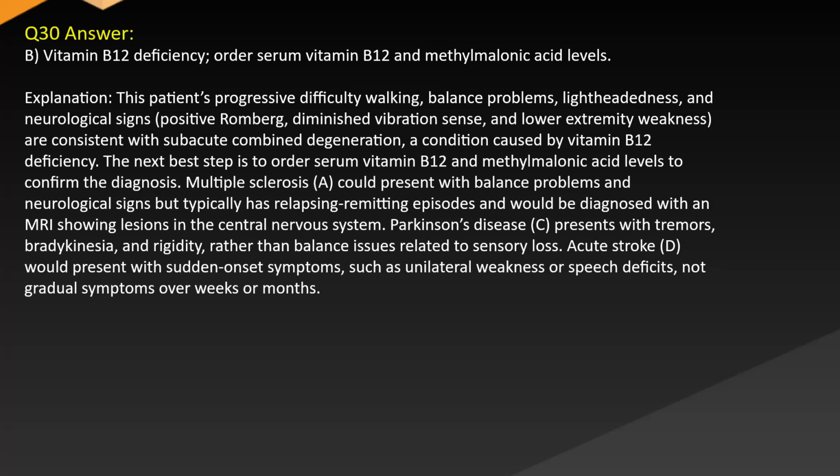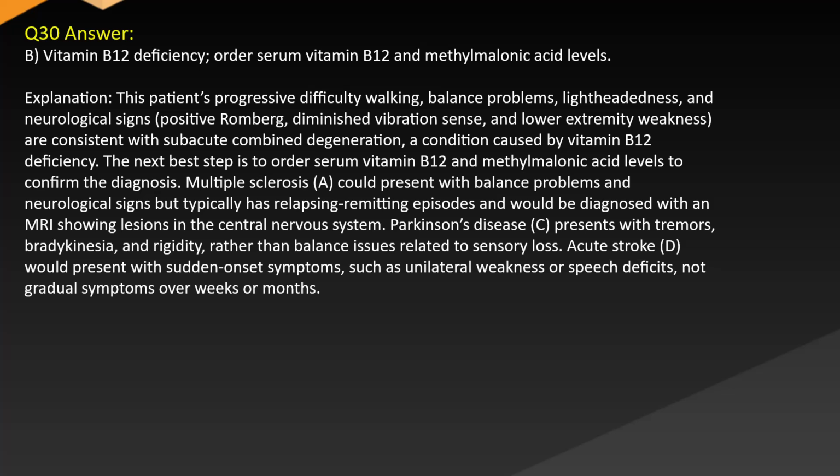Answer B. Vitamin B12 deficiency. Order serum vitamin B12 and methylmalonic acid levels. Explanation: This patient's progressive difficulty walking, balance problems, lightheadedness, and neurological signs, positive Romberg, diminished vibration sense, and lower extremity weakness are consistent with subacute combined degeneration, a condition caused by vitamin B12 deficiency. The next best step is to order serum vitamin B12 and methylmalonic acid levels to confirm the diagnosis.